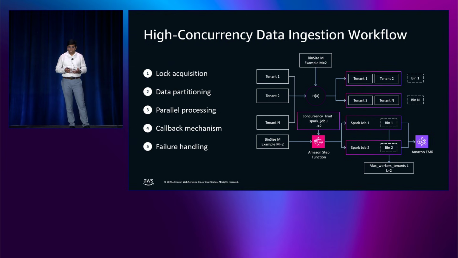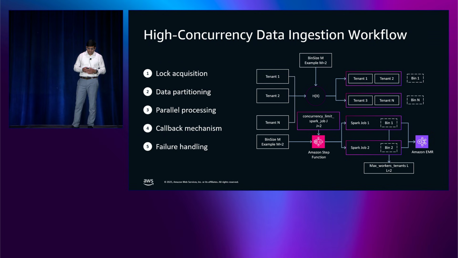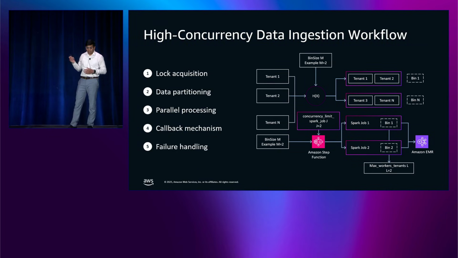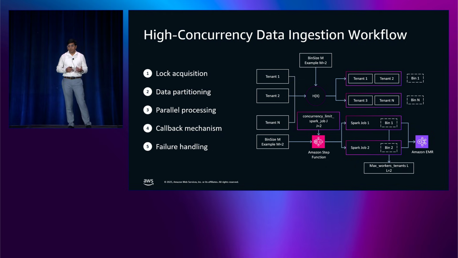So the first step is the lock acquisition. Before initiating any ingestion, the system will first acquire a lock. Second, we partition the data. After acquiring the lock, the system partitions the tenant data into different buckets, as you can see. Next, we submit the Spark job to the EMR cluster, and we use an async callback pattern. Once the job is completed, it responds back to the Step Functions workflow. Any failures that are captured by Step Functions will be retried 2 times, and then it will clean up any orphan files that are left.